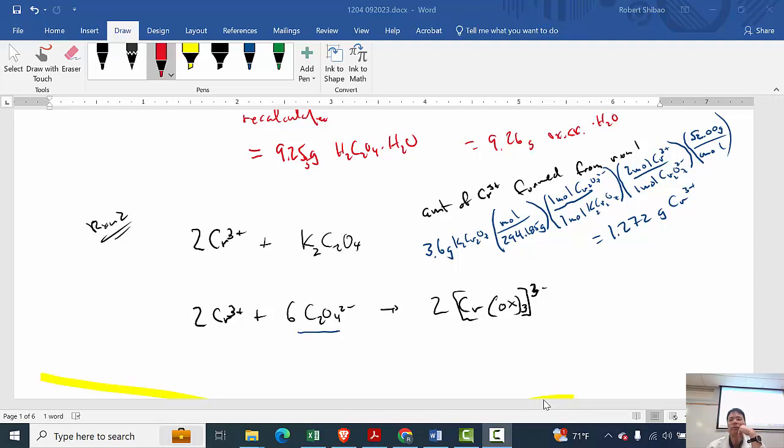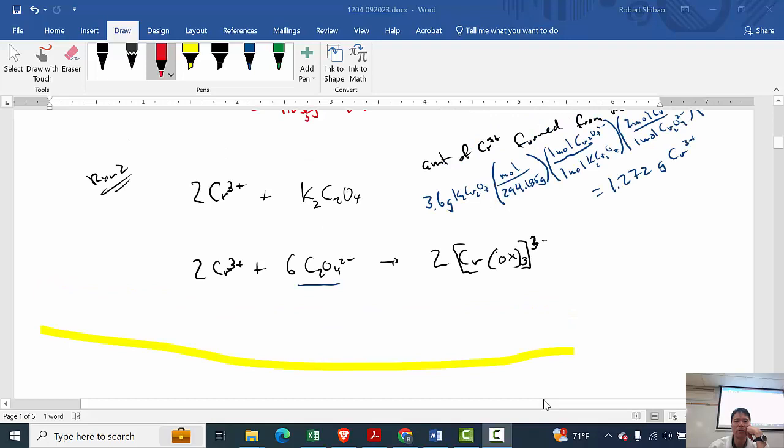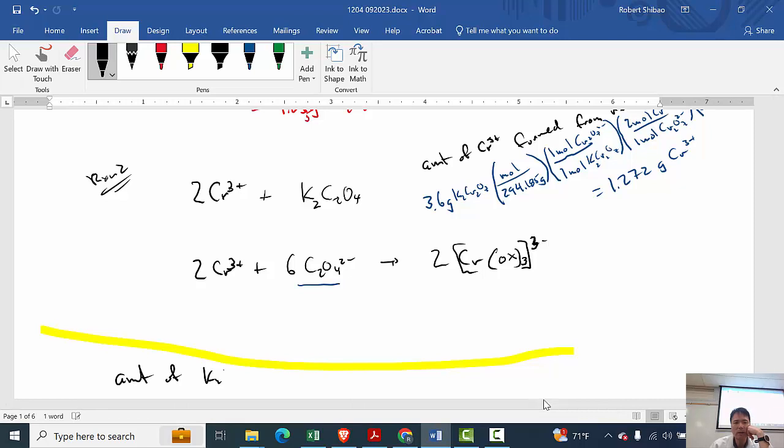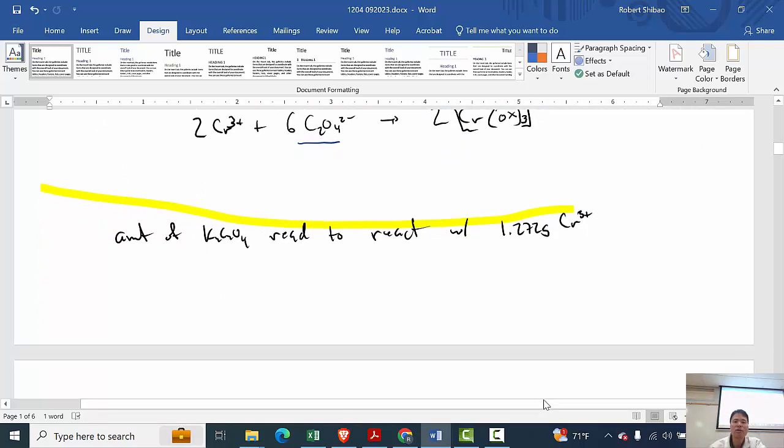All right, this is how many grams of chromium 3 plus. The first thing is, let's calculate how much potassium oxalate is required to react with 1.272 grams of chromium 3 plus. How many grams of potassium oxalate did you add, or how many were you supposed to add? 4.2.